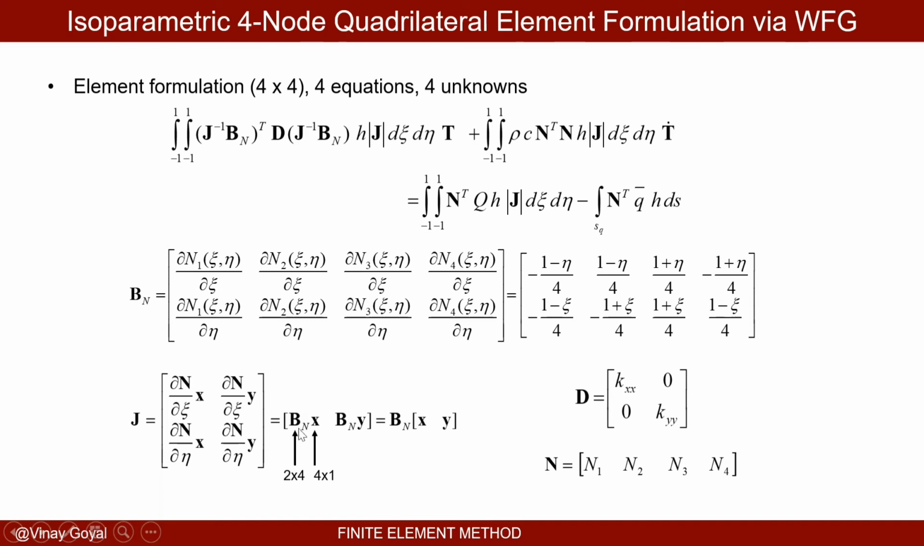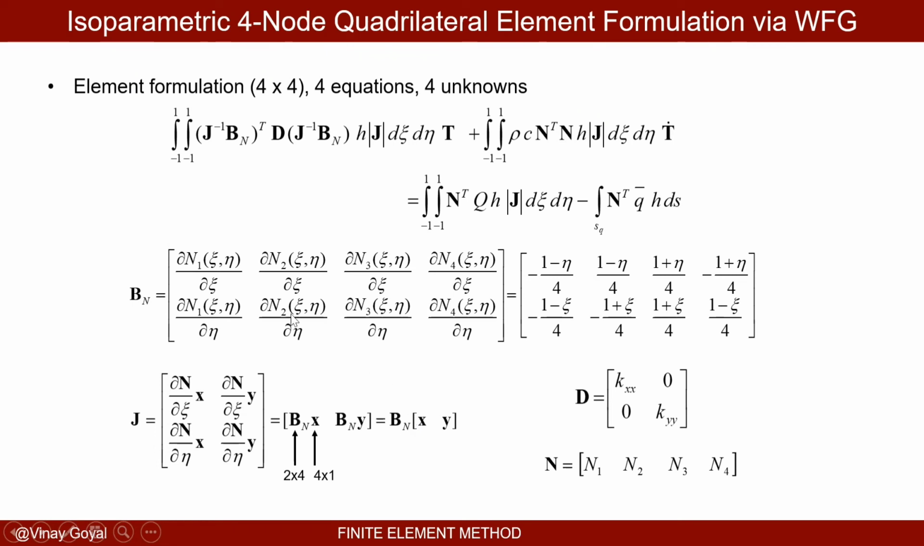Notice how B bold N is 2 by 4, and this is 4 by 1. So now, together, I basically have a 2 by 2. I invite you to do it, you will see what I mean. So this is a 2 by 4, and this is a 4 by 1, that's a 4 by 2. So 2 by 4 times a 4 by 2 becomes 2 by 2. A Jacobian needs to be 2 by 2.